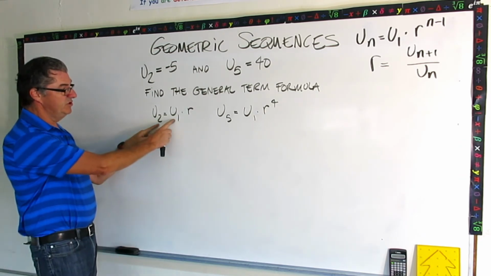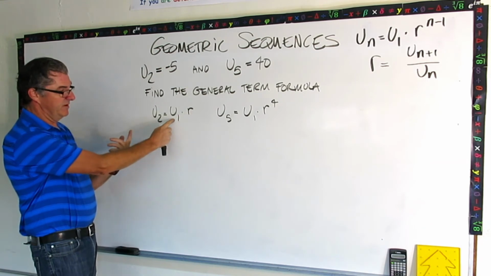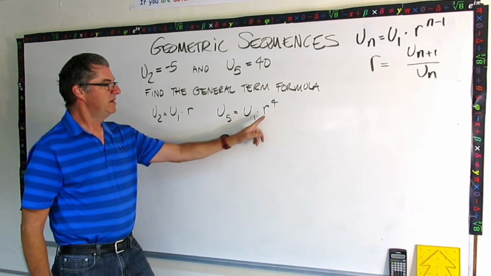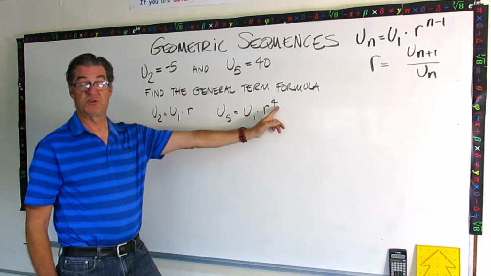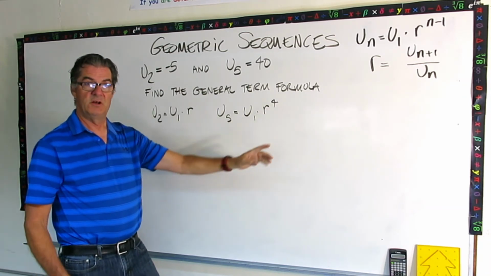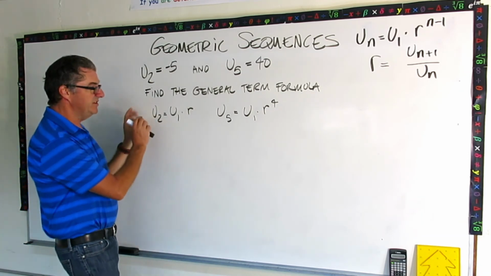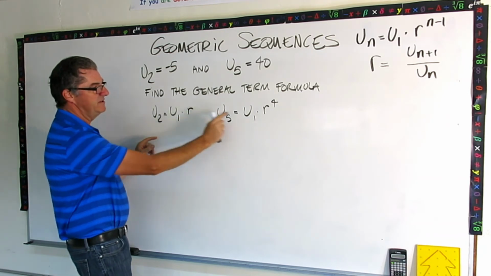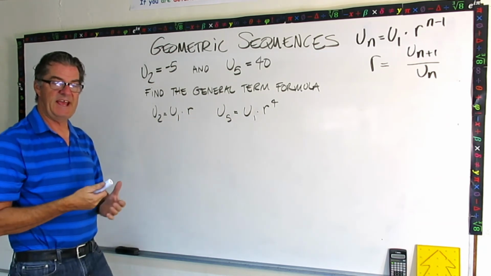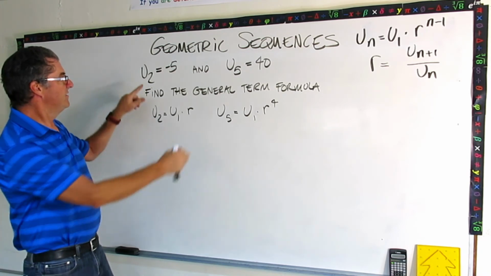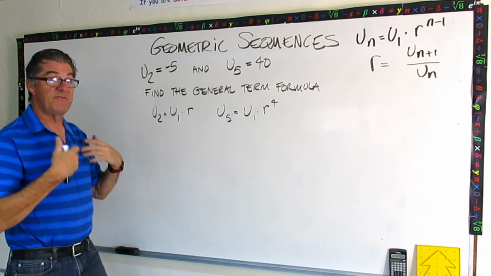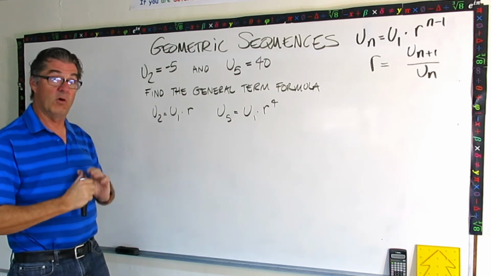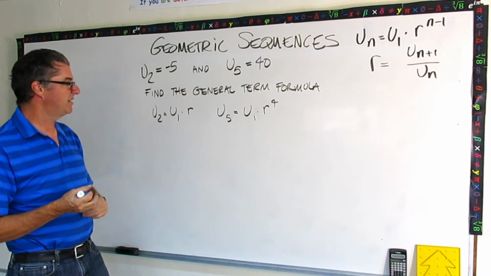u2 is just u1 times r. Okay? The previous term times the ratio. u5 is going to be u1 times r to the n minus 1, which would be 5 minus 1, or 4. So all I'm doing here is I'm expressing my two terms that I actually know in terms of u1 and r. Now this is going to be nice and handy, because even though these aren't consecutive, I can divide them, and the answer I'm going to get is going to be some form of the common ratio. So check this out, see how this goes.